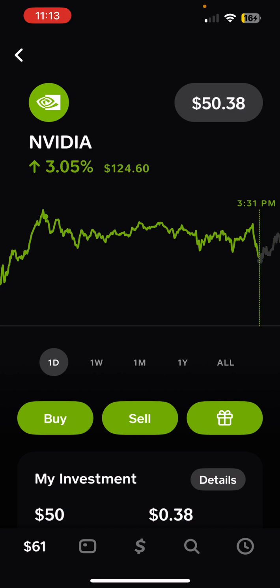So about right here, I'm sorry, I bought it right here. I sold it up high, and around this dip is when I bought it again. We sell high and buy low. So I sold it when it was high, got my profits, and I bought low.